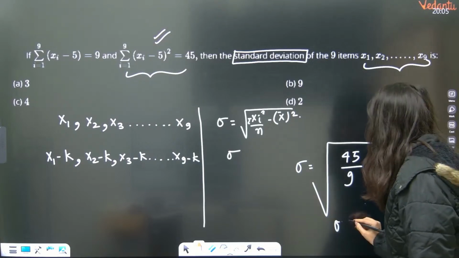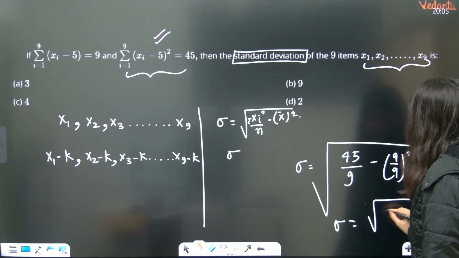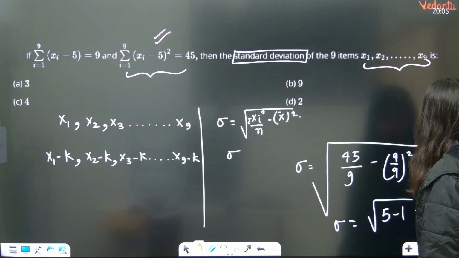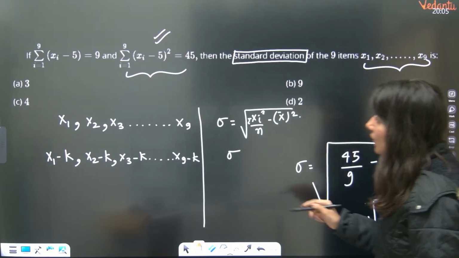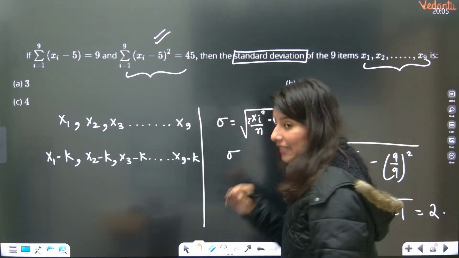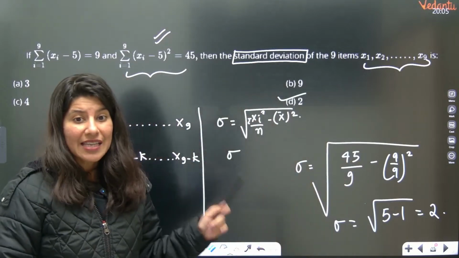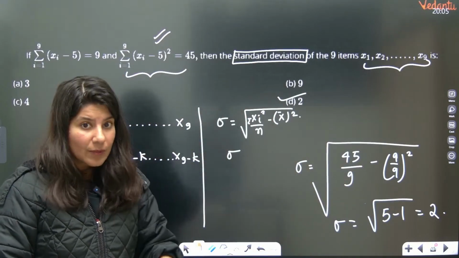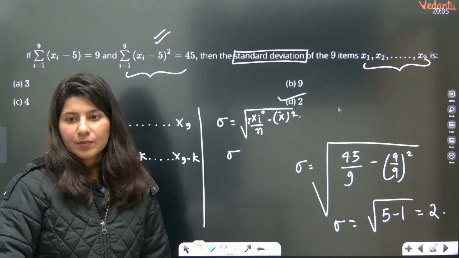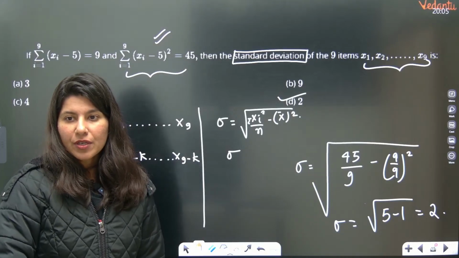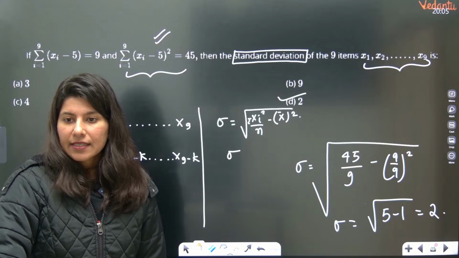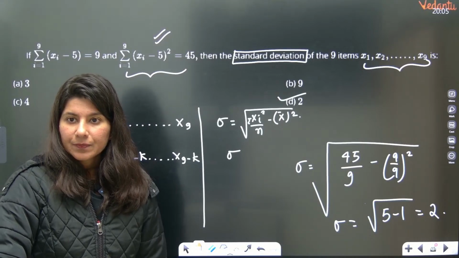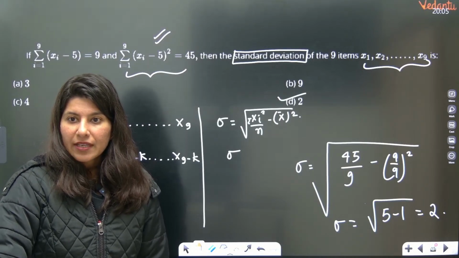So sigma will be equal to 9 5s are 45, 5 minus 1. So this is root 4 and that is going to be 2. So option D, because understand, square root is there. Standard deviation has a root. Variance does not have a root. Okay. So make sure that you are understanding this. Got it? Clear? Perfect. Shall I move on?